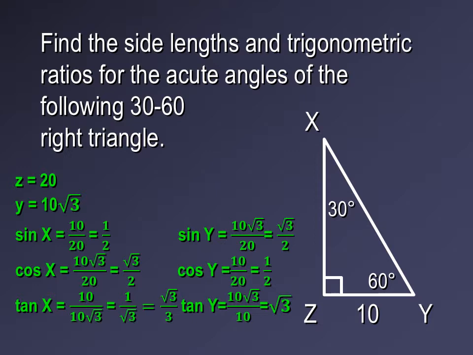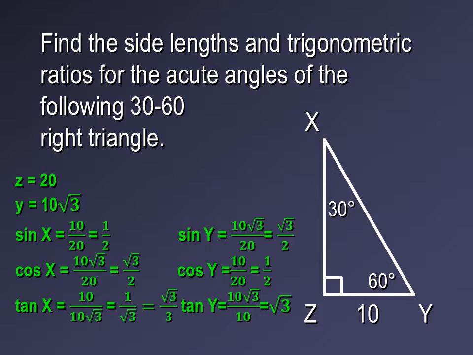So sine of x is 10 over 20 since it's opposite over hypotenuse, which gives us 1/2. Now cosine is adjacent over hypotenuse, so that's 10 square roots of 3 over 20. And when we reduce that, we get the square root of 3 over 2. Now tangent of x is going to be 10 over 10 square roots of 3. So when we reduce, we get 1 over the square root of 3, but we have to rationalize by multiplying the numerator and the denominator by the square root of 3. So 1 times the square root of 3 is the square root of 3, and then the square root of 3 times the square root of 3 is just 3, giving us the final answer of the square root of 3 over 3 for tangent of x.